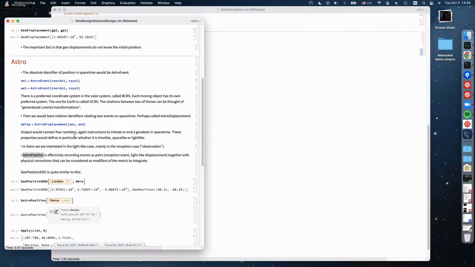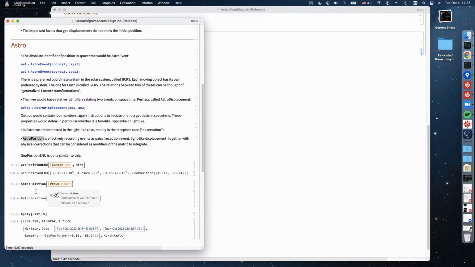Well, hold on a second. What you were doing before was to say, here's the thing I'm looking at, and here's the place I'm at. Now, there's presumably a geodesic between those two, but rather than defining it, you're saying what the endpoints of the geodesic are.